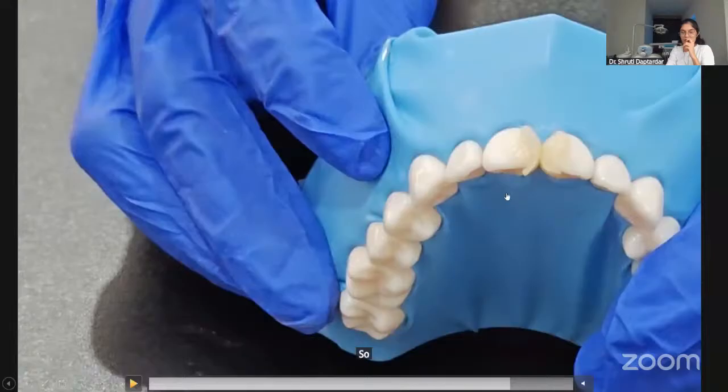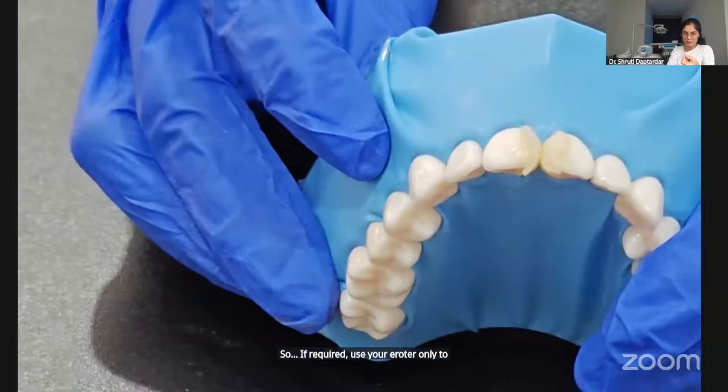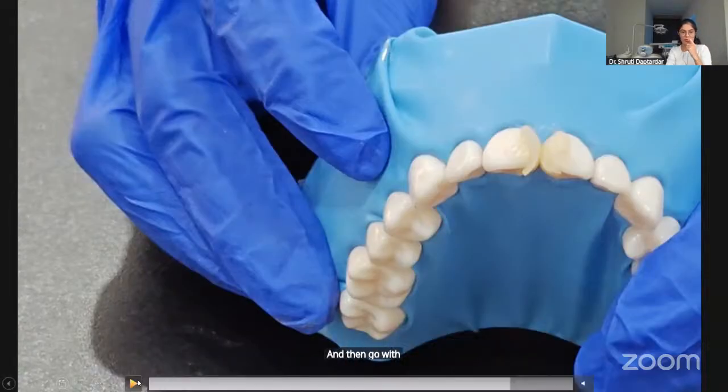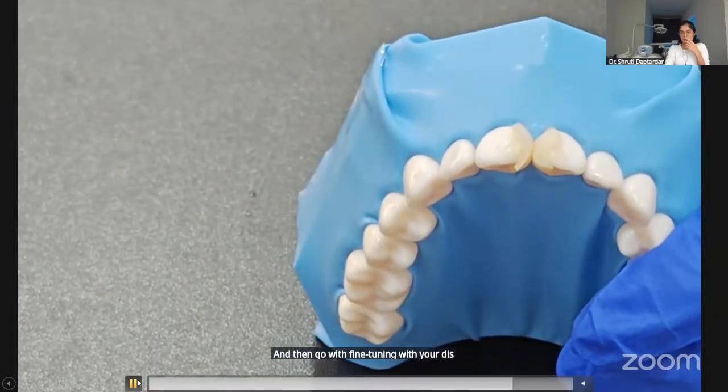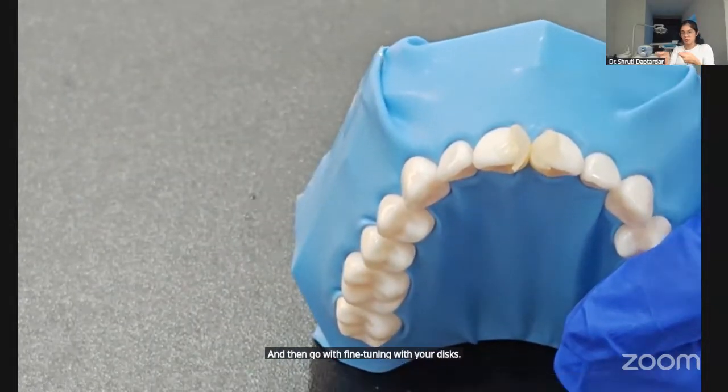So if required, use your airotor only to grossly reduce it, not to fine tune it, and then go with fine tuning with your discs. Because how much will you sit and trim with a disc?